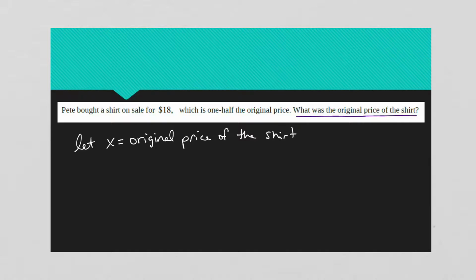shirt. Alright, so it says here he bought the shirt for $18. So $18 is 1/2 the original price. So now to solve for x, I would either multiply both sides by 2 or divide by 1/2. It's the same thing. So I get that x is equal to $36. So the original price of the shirt was $36. Pete paid $18.